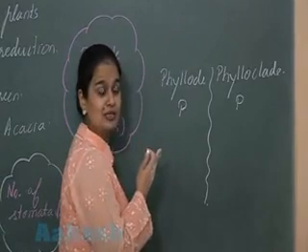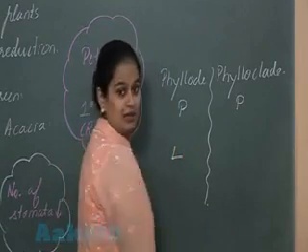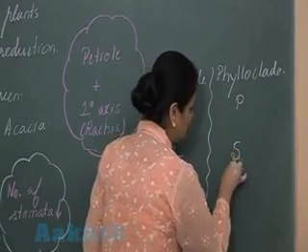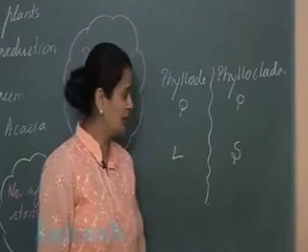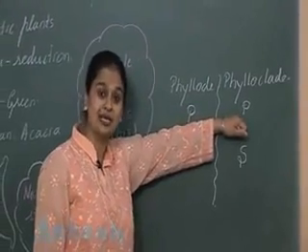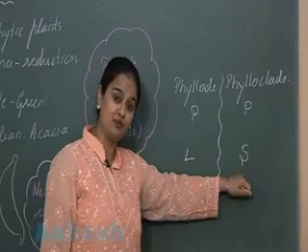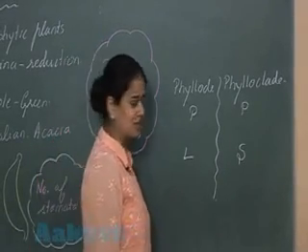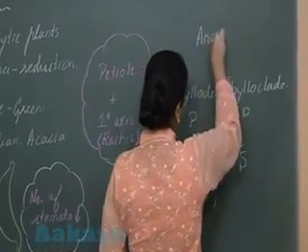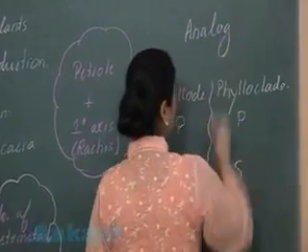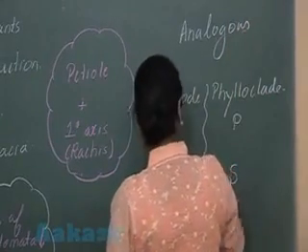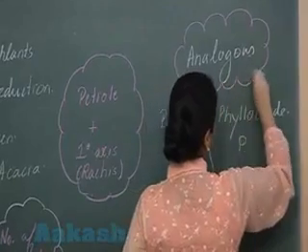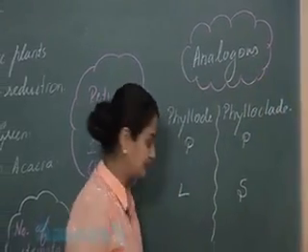But the phyllode is the modification of leaf, and the phylloclade is a green stem. This is modification of stem. So you can see here, the function of these structures is the same, but the origin is different. So when the origin is different, these types of structures are known as analogous. If the function is the same and the origin is different, then we call such a structure analogous. So this is clear.